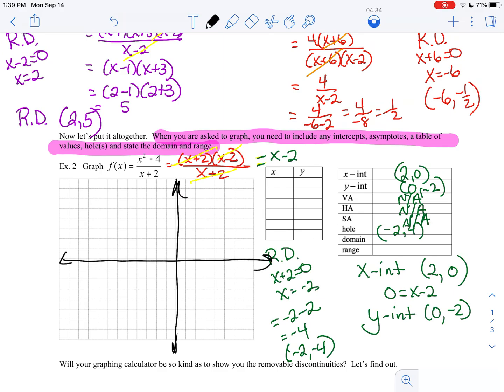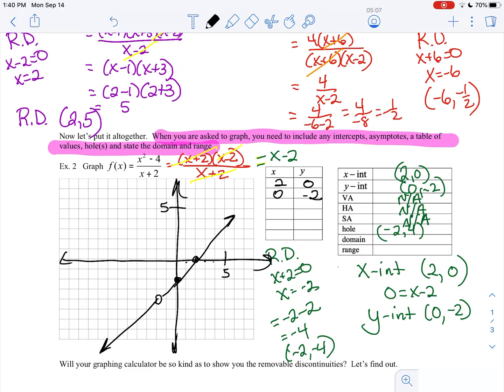Now do me a favor, when you make your graphs, at least indicate on the x and y axis your scale. They're not always ones, which we're going to see on the next graph. All right, and in this one, I don't really need any additional points because it's just a line. So let's plot 2, 0, 0, negative 2, and then I have a hole. Remember, there was a hole at negative 2, negative 4. So I'm going to make a hole there.